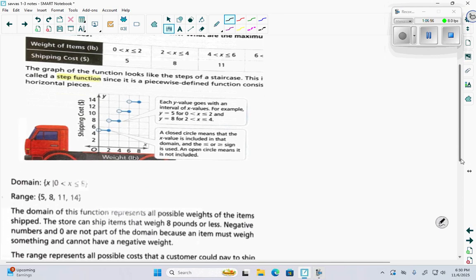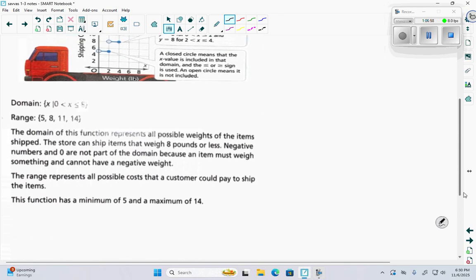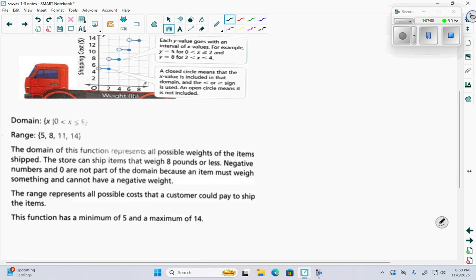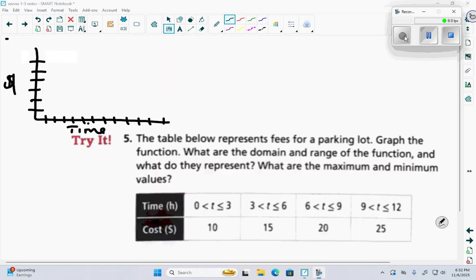And then the minimums and maximums, so we have them here. The minimum is talking about the y's, so the minimum is 5 and the maximum was 14. Those are your minimum and maximums. So really not too hard. We're going to go to the try it right now. So we're going to graph what it looks like, with open circles and closed circles, and then we're going to say what the domain and the range and the minimums are, and then we are done.